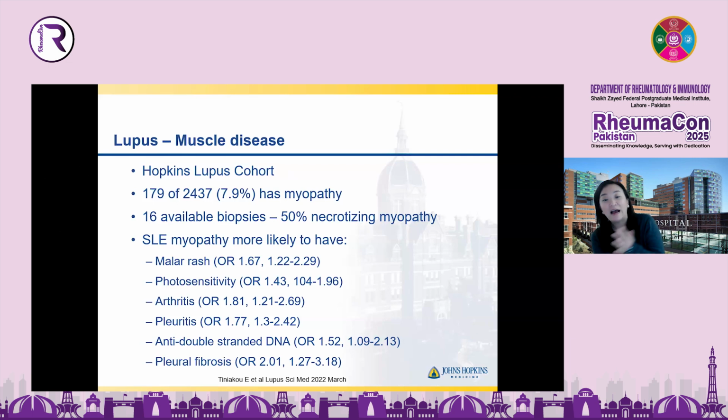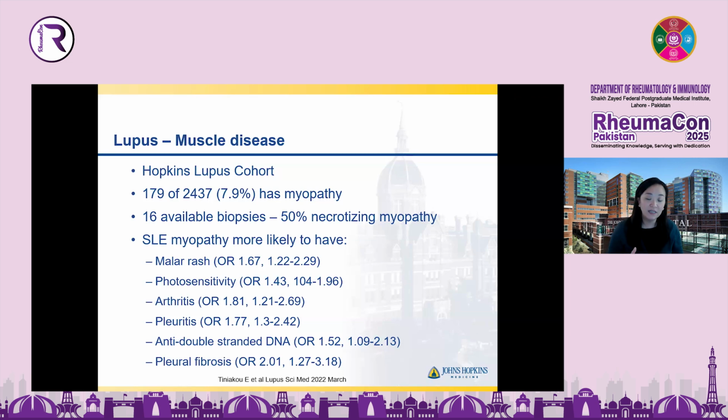So fast forward to the present time. What do we know about lupus muscle disease now? In 2022, my colleague Dr. Eleni Tiniakou looked at the Hopkins lupus cohort with Dr. Andrew Mammen and also Dr. Michelle Petri. They looked at the entire Hopkins lupus cohort, and you can see that 7.9% had a myopathy. Their definition was some proximal weakness and/or elevated CK or other findings suggestive of a myopathic process.